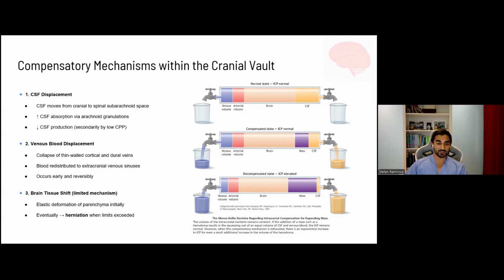One would be the CSF displacement. CSF is pushed from the cranial vault into the spinal subarachnoid space, and the arachnoid villi also increase CSF absorption, and production may fall slightly if your CPP drops. The second mechanism is venous displacement, where your dural and cortical veins collapse a little, moving blood into the extracranial venous system. But there's only so much blood that can be shifted across into that space.